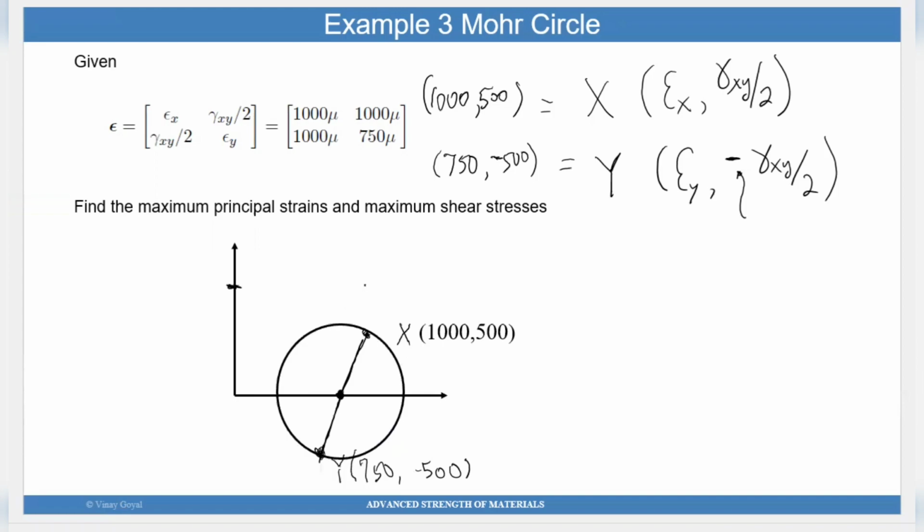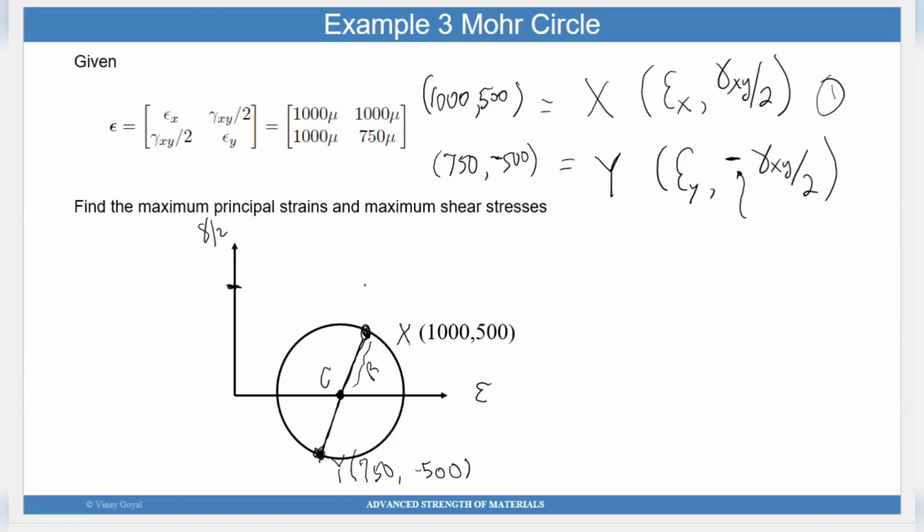Remembering that the x-axis here is strain, and these are shear strain divided by 2. So I join X and Y and I drew the circle. First step is to do this. Second step is to locate it here. The third step is to draw the circle by joining X and Y. And we did that here. We joined it, and where it intersects, that's the center, C. So you can draw a circle very quickly, and you can then quickly calculate the radius of that circle. That's R.